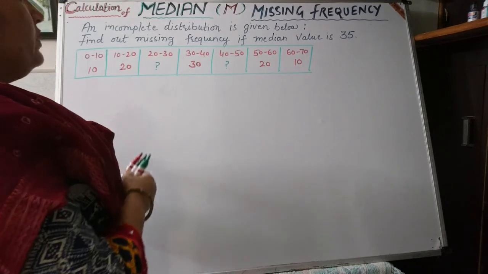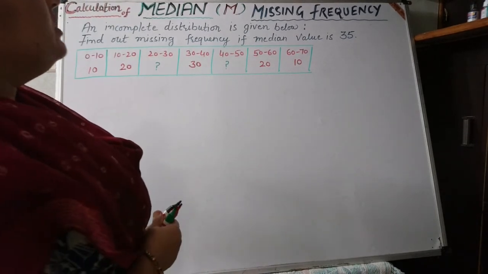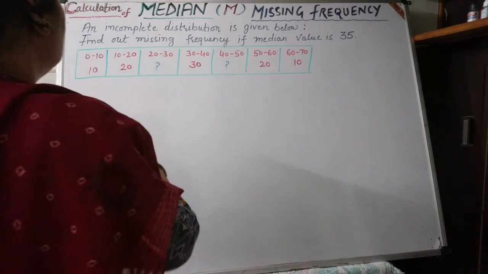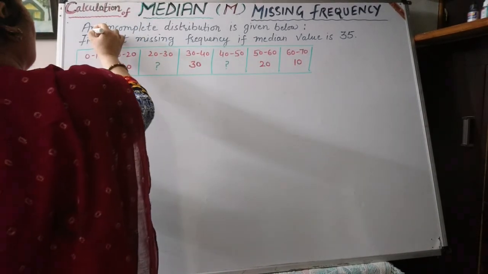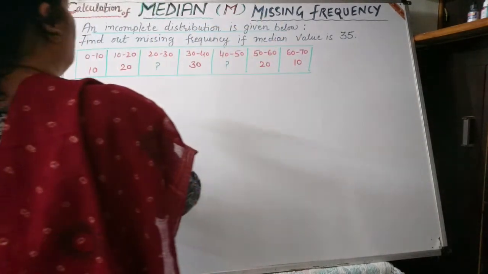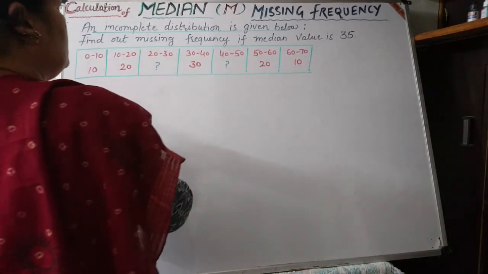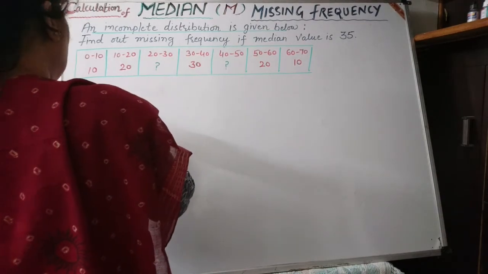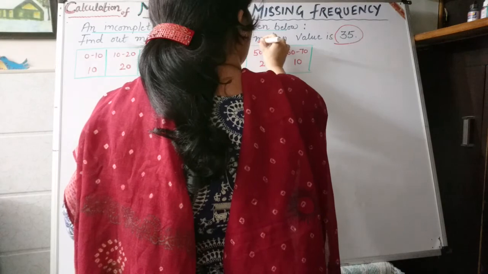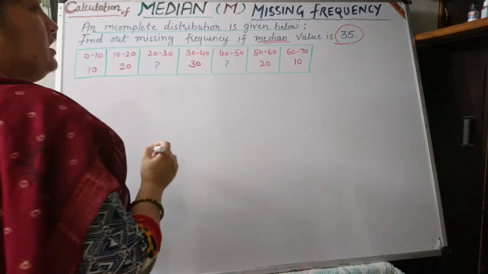In this video, we will calculate the missing frequency in median. Here the statement is given. An incomplete distribution is given below. Find out the missing frequency if the median value is 35. It means the value of median is given.